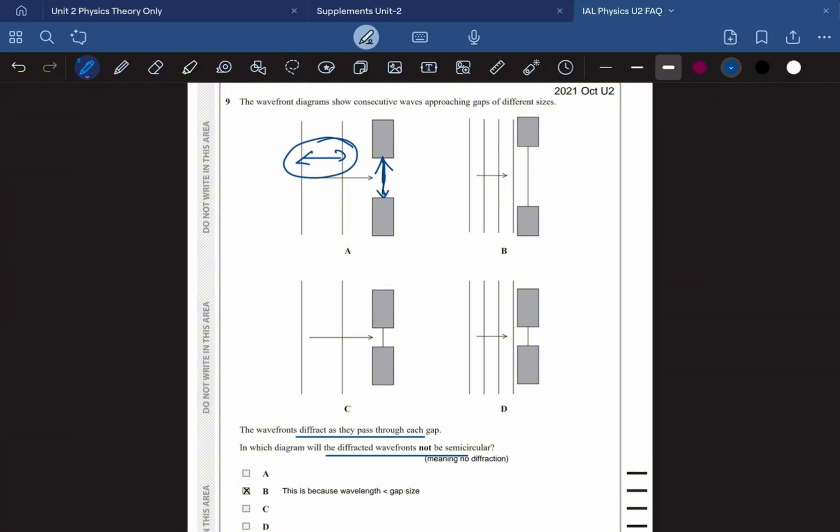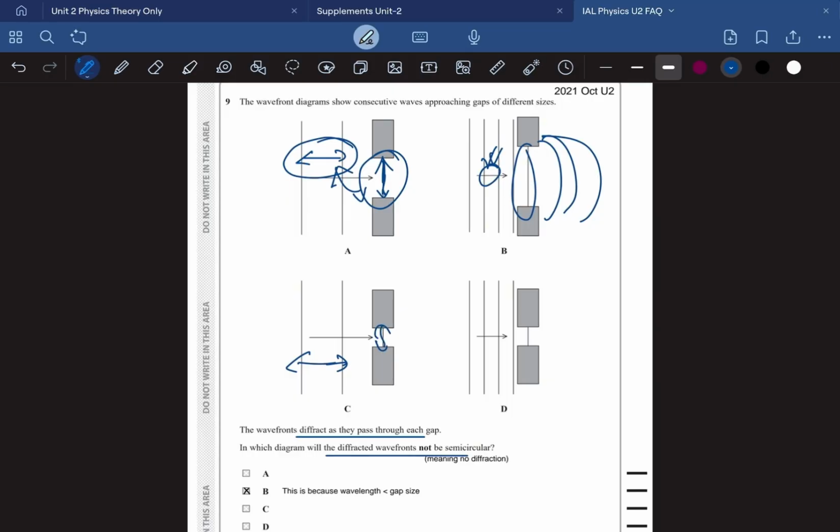Now, if you measure using a scale, you will see that both of them are more or less the same. And here the wavelength is even smaller than the spacing of the slit. So here there will be semicircular diffraction as well, like this. But here you can see the wavelength is way greater than the spacing.